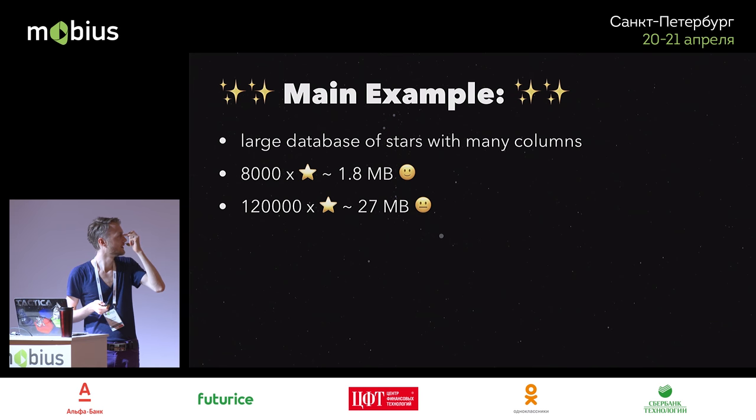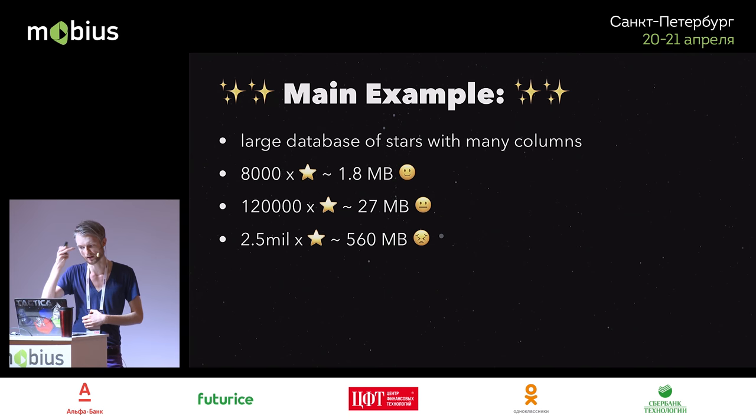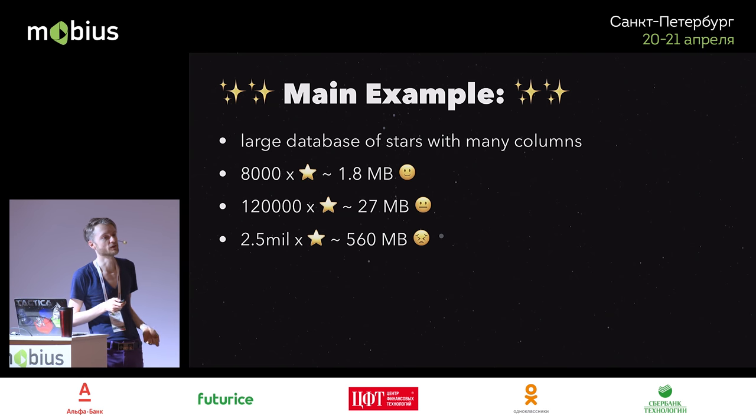This 120,000 is a rough number. There's this famous Hipparchos catalog that's already pretty old. But then there's also more modern databases. There's a Tycho database, it's called, which has 2.5 million stars. And that was collected in 1993. I think at the moment we know about 10 million, but those are not open source. So the open source databases that I was able to find had these 2.5 million stars.